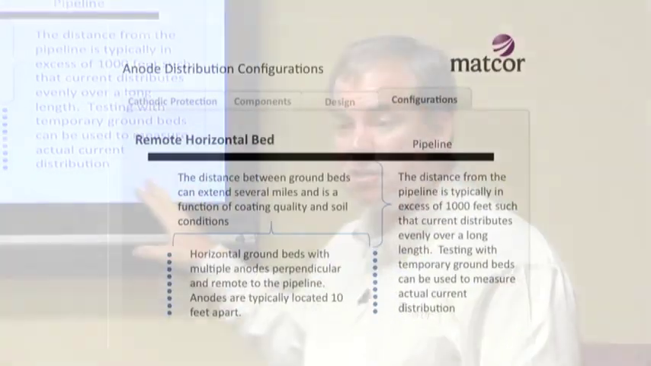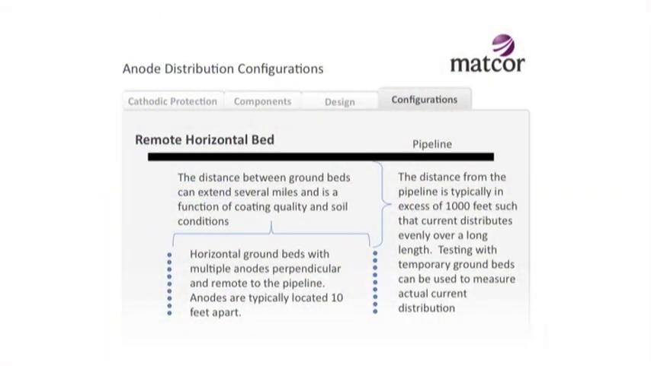Very common in places like up here in the Northeast where we have very shallow bedrock. So in many places here in the Northeast, if you go 5, 10 feet, 20 feet into the ground, you're going to hit rock. Rock is not conductive. You don't want to put anodes in rock because nothing will discharge off of them. So there, often they'll put shallow ground beds further away that can generate a lot of current.